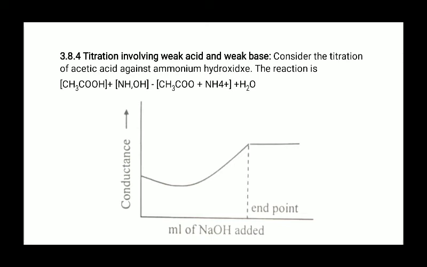In this graph, we observe that the conductance decreases with addition of ammonium hydroxide and passes through a minimum. It then increases with more and more amount of ammonium acetate, a strong electrolyte, being formed as the titration proceeds. After the equivalence point, the conductance of the solution remains almost constant because of the small extent of dissociation of ammonium hydroxide, which is further suppressed by ammonium acetate due to the common ion effect.